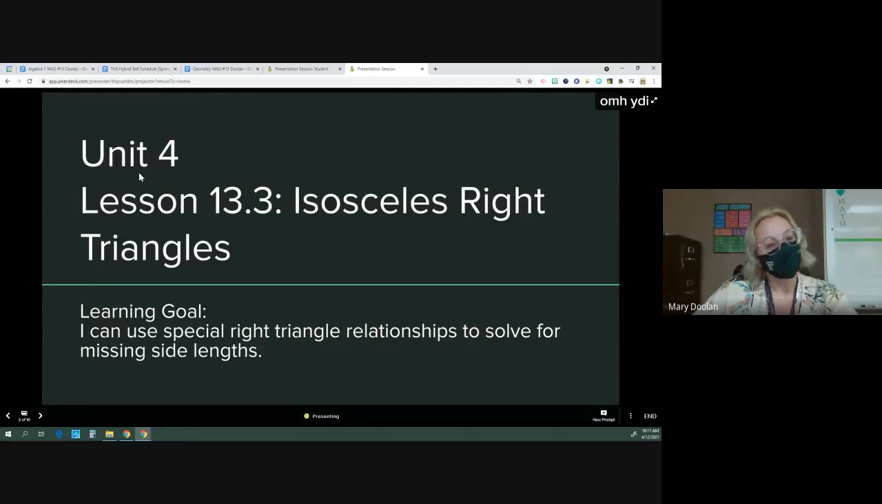So we're still in Unit 4. That's why it says Unit 4. We are in Lesson 13.3, and this is on isosceles right triangles. I took out the EQ and just put the learning goal. The learning goal is what you want to be able to do at the end of the lesson. I can use special right triangle relationships to solve for missing side lengths. Also, you can see right here we have 10 slides.